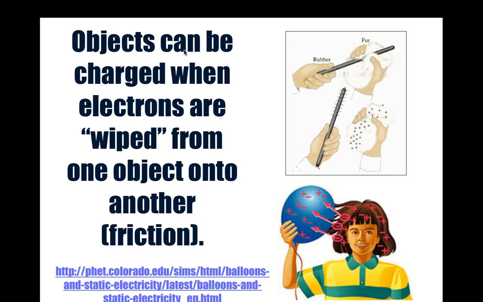All right, so objects can be charged when electrons are wiped from one object to another. We've all done this thing with our hair and the balloon, making our hair stand on end. We turn our hair slightly positive relative to a balloon that's slightly negative, so it'll kind of pull up our hair.